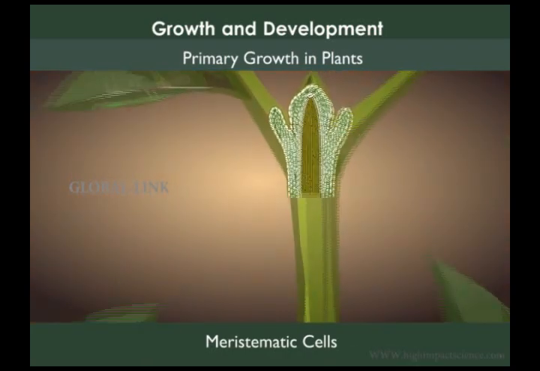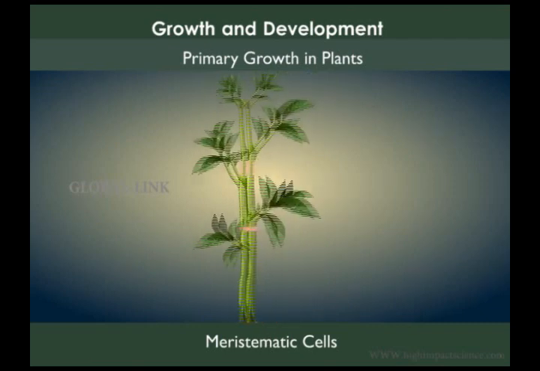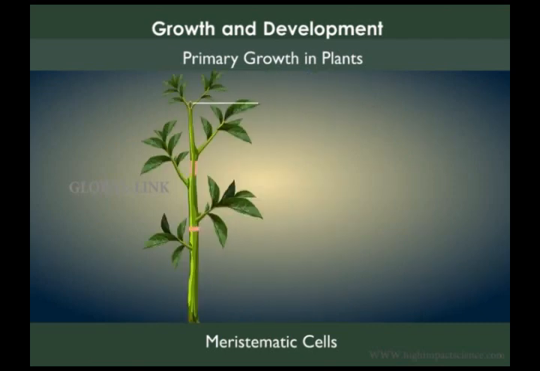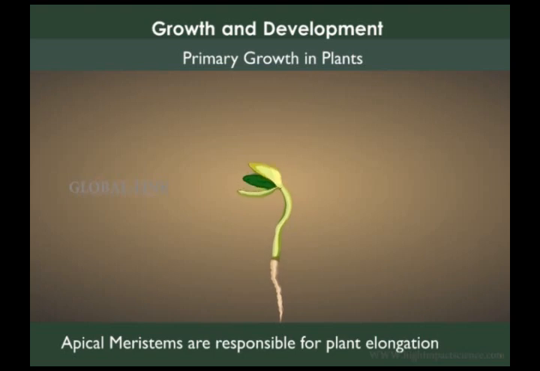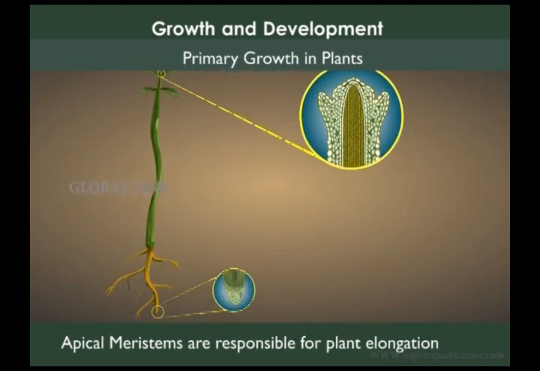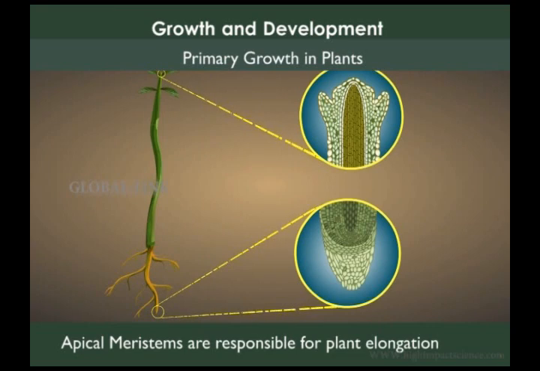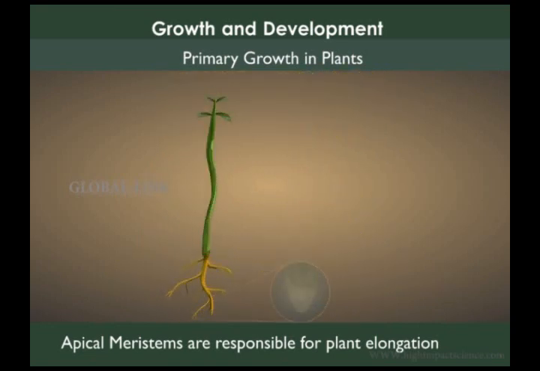Depending on the region they are present in, meristematic tissues are classified as apical, lateral, and intercalary. The tissues that are responsible for increase in length are the apical meristems. They are located at the tips of stems and roots. This kind of growth is called primary growth.